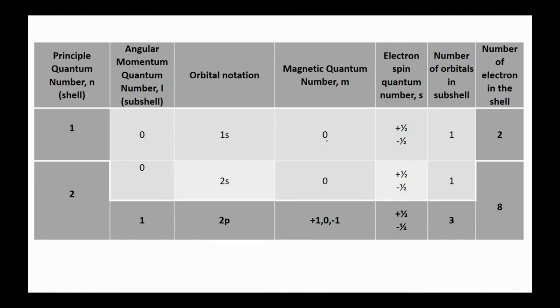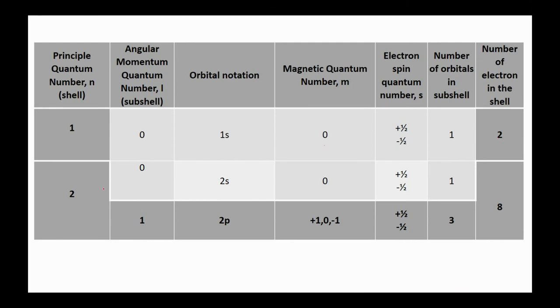Maksudnya kita cuma ada, S kan ada satu bentuk je tadi. Okay, spherical tadi kan. And then untuk spin ada dua, positive half and negative half. So the number of orbitals in subshell, so 1s ni cuma ada satu orbital sahaja, which is 1. And the number of electron in one subshell is 2.